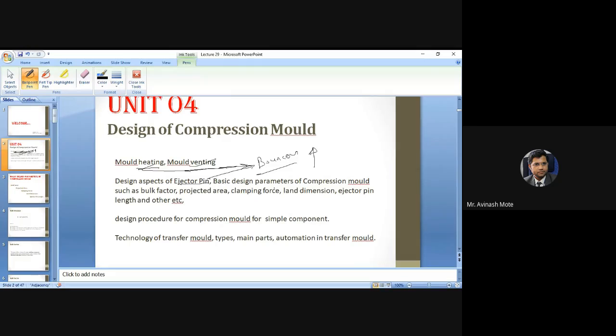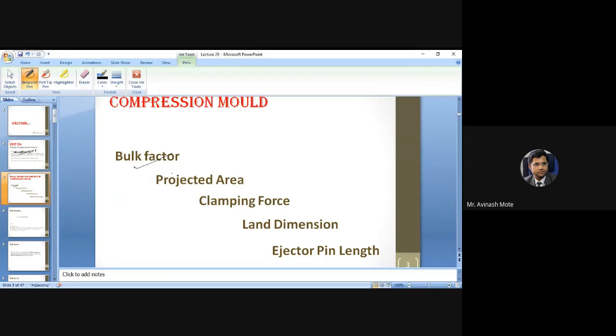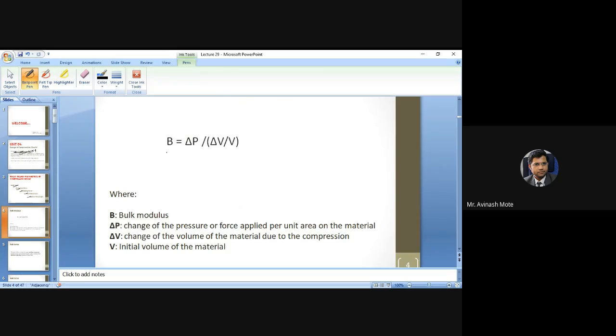Then we went through the different parameters required for the compression molding design: the bulk factor, projected area, clamping force, land dimension, and the ejector pin length. Then we started with the bulk factor. Generally we deal with the bulk modulus, but here it is quite different terminology.